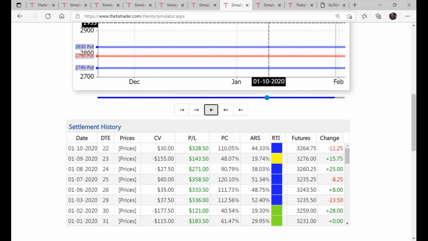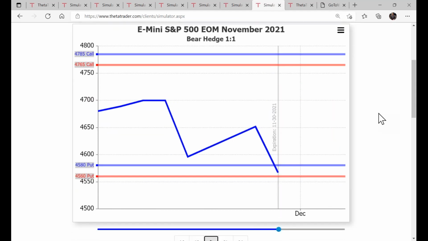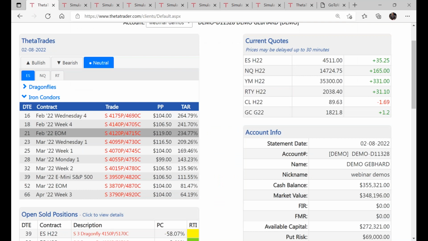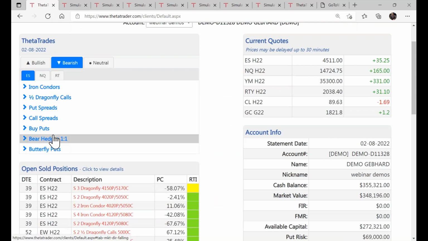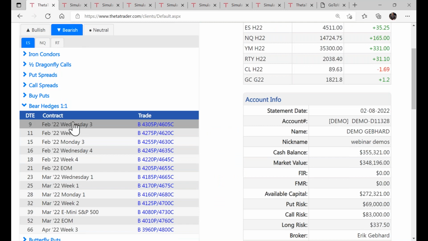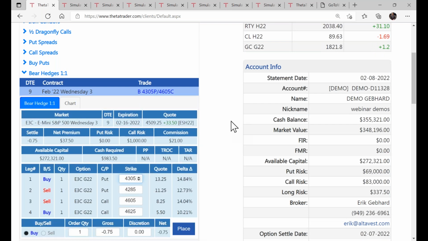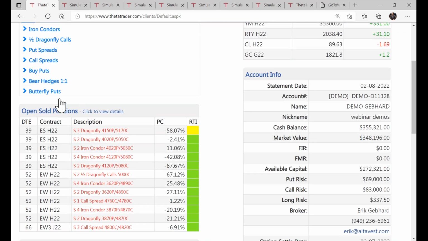So it just depends. With a bear hedge, you could do a shorter-dated one. Here's one we placed on November 22, and it ended on November 30. Here's a bear hedge for 9 days. So maybe you're thinking there's a short-term drop in the market around the corner. You might want to do something like this instead of a position that has many more days on it. So the days till expiration are quite flexible, depending on the strategy, but hopefully that answers the question.